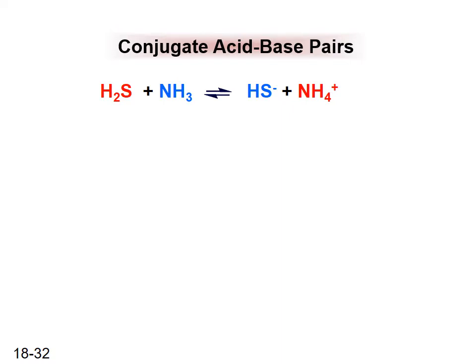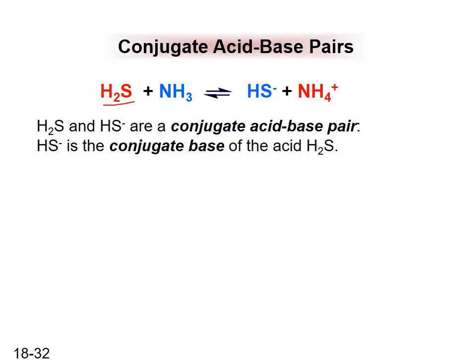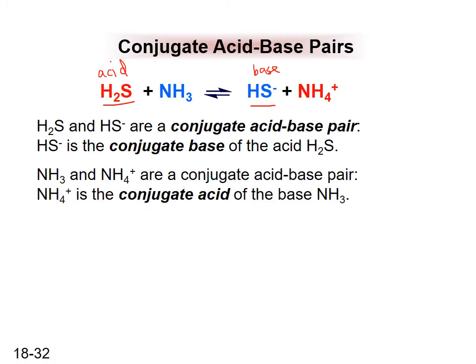Again, in this reaction, hydrogen sulfide and hydrogen sulfide ion are a conjugate acid-base pair. Hydrogen sulfide is an acid and the hydrogen sulfide ion is a base. So the hydrogen sulfide ion is a conjugate base of the acid hydrogen sulfide. Similarly, ammonium and ammonia are a conjugate acid-base pair. Ammonium here is an acid, a conjugate acid of the base ammonia.